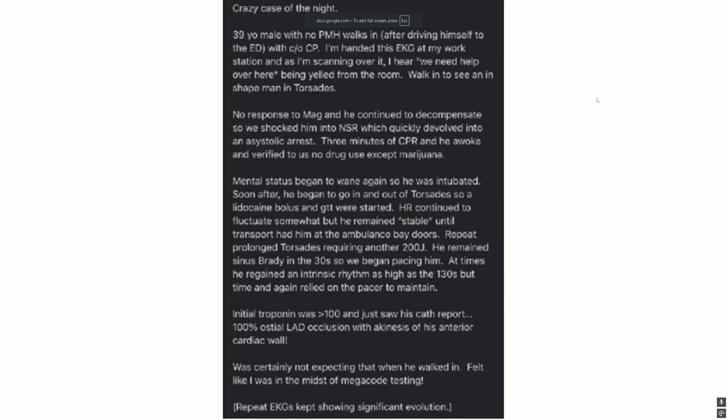Crazy night in the ER. 39-year-old male with no past medical history walks in after driving himself to the ED with complaints of chest pain. Handed this EKG at my workstation as I'm scanning over here. We need help over here. Walk in and see the man in torsades.